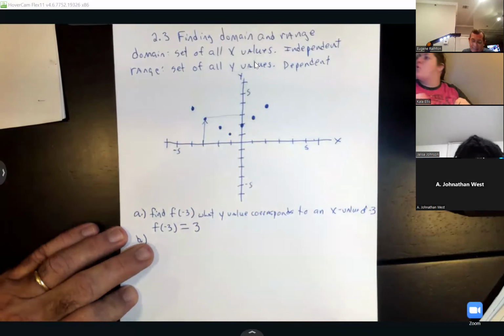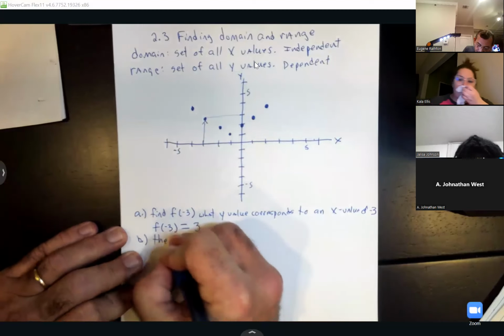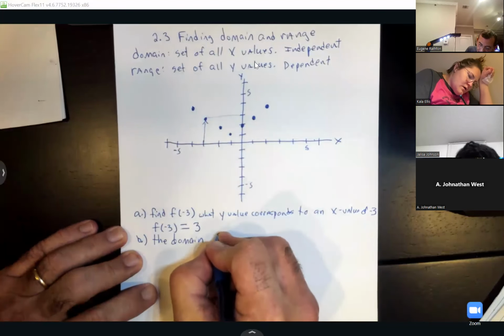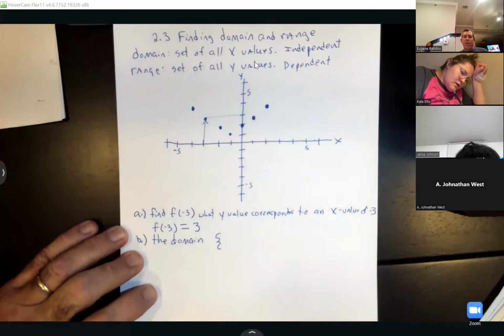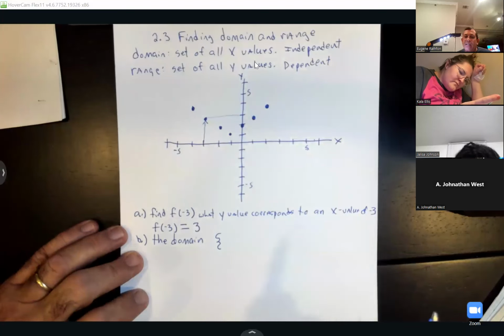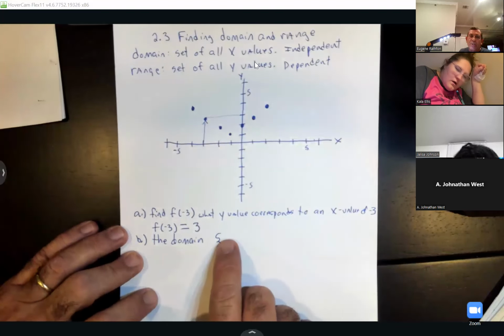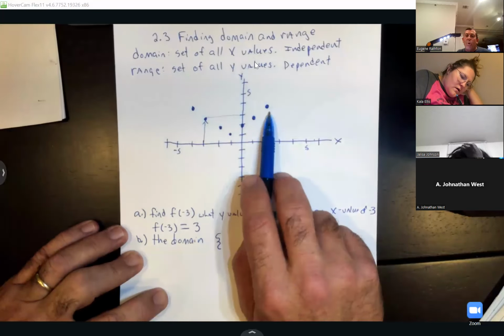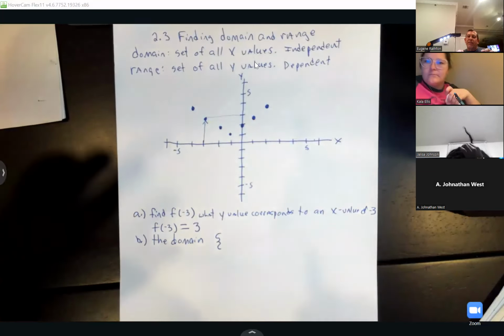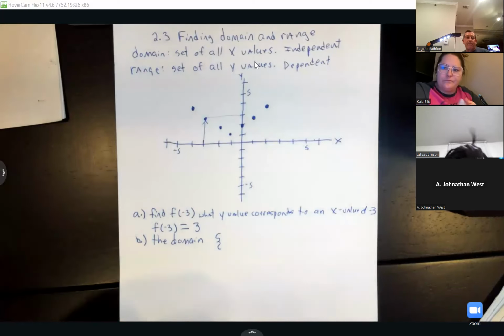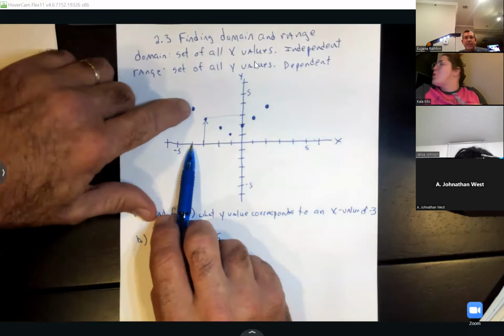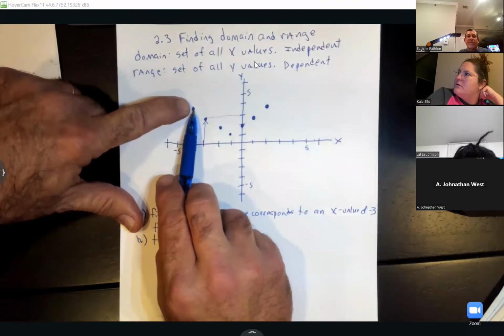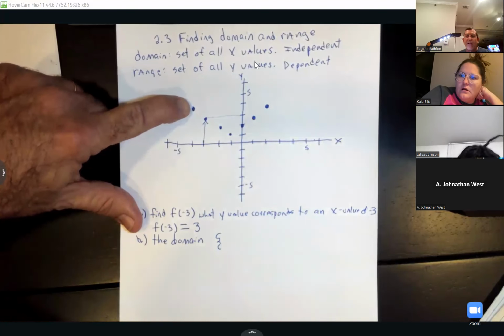All right, so next, they want the domain. Now, for the domain, they're going to give us the set parentheses. All we got to do is put our domain in here. And since this is separated by points, we'll put each of our x values in there, comma, then the next one. So y'all looking at this far left point. What is the x value of my furthest point?